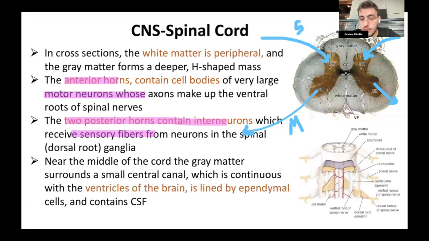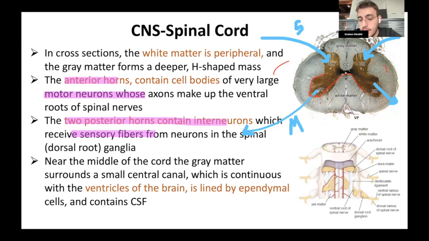This is for the spinal cord. So in the brain, the gray matter was on the periphery, while in the spinal cord, it's usually more central. This is the gray matter. And this is the white matter. So here's where you need fast signals. This is where you have more myelin.